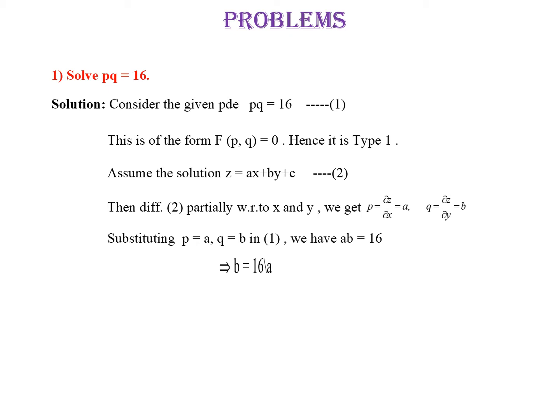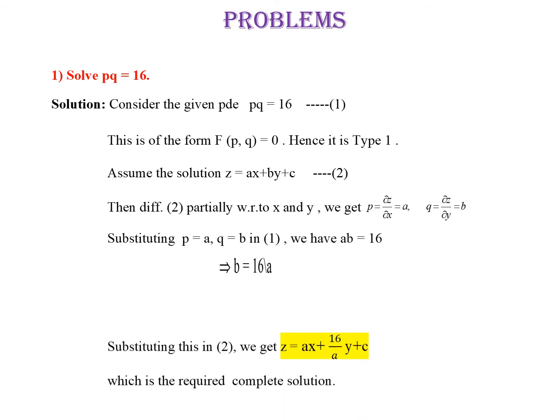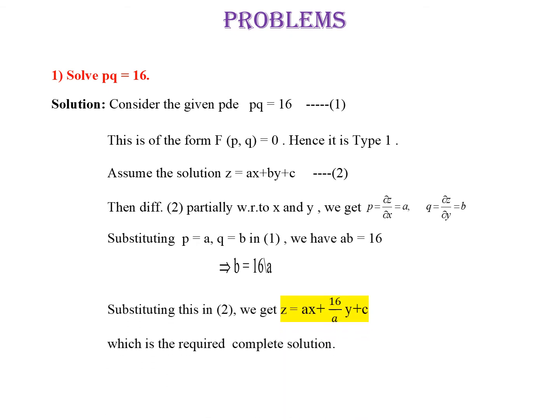Now substitute this answer of B in the assumed solution Z equal to AX plus BY plus C. In the place of B, just substitute 16 by A. Now look at this equation which I have highlighted in yellow. How many arbitrary constants do we have now? Yeah, A and C. There are only two arbitrary constants.